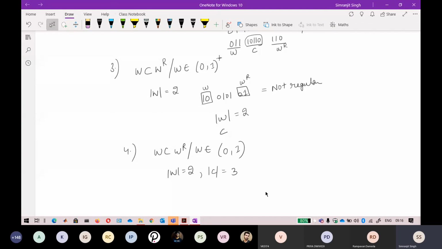Is this a regular language or not? Just tell me anything about this one. Let me see, I think there are other questions also. Just let me see the chat box here if there are any other questions.